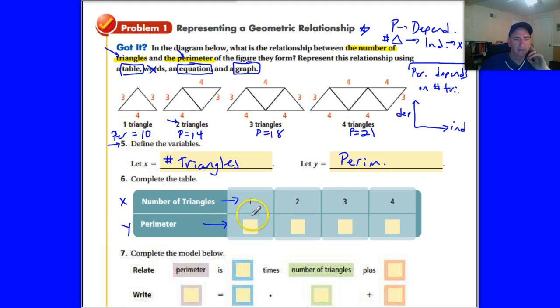Now we've already figured this out up here. With 1 triangle, we had 10. With 2 triangles, that was right here, we had 14. With 3 triangles, we had 18. And with 4, we had 21. Okay, so the independent variable is x, the number of triangles, and the perimeter is the dependent variable. The perimeter depends upon how many triangles you have.